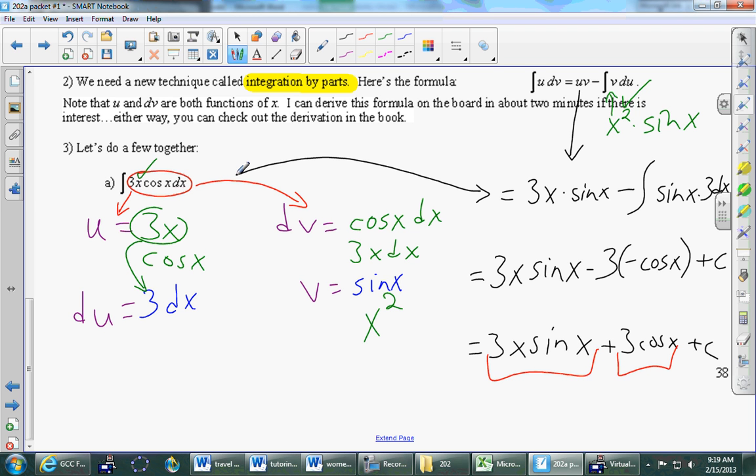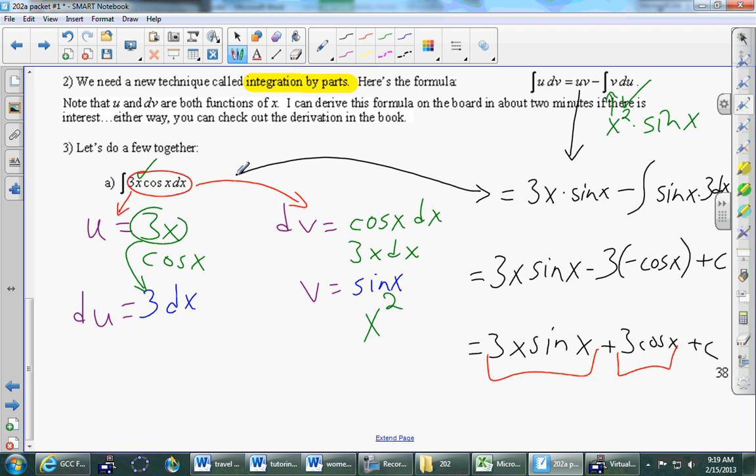Yeah, if you have a sine or cosine, it is screaming to be placed over there in the dv because it doesn't get any worse when you take the antiderivative. Good. e to the x is another ideal candidate for being over there, right? Because when you take the antiderivative of e to the x, it stays exactly as it is.